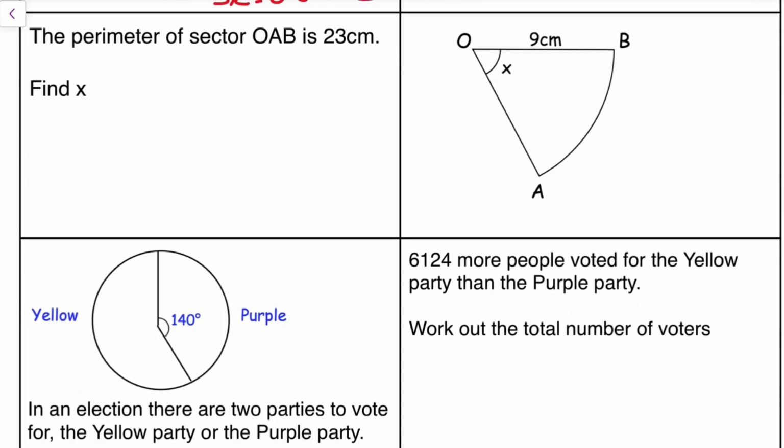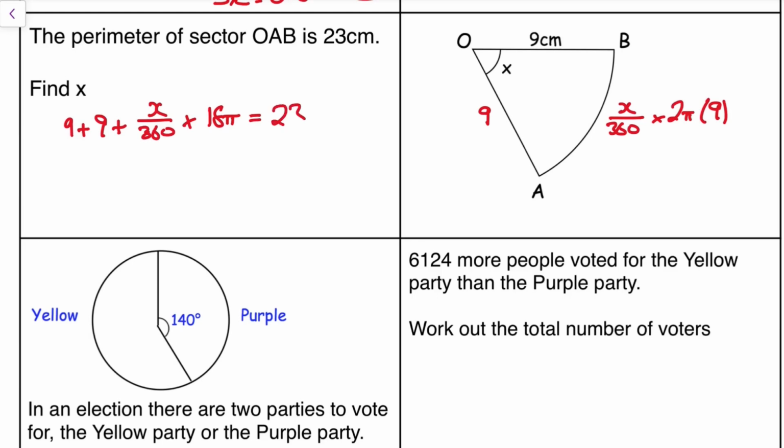Next one. The perimeter of sector OAB is 23. Find x. Okay, so this is 9 because it's a sector, so it's a radius. And this here is x divided by 360 times 2 pi r, which is 2 times pi times the radius, which is 9, which means I have an equation. So therefore 9 plus 9 plus x over 360 times 18 pi is equal to 23. This isn't going to be a nice number, by the way. Let's try and tidy this up. So 23, this is 18.